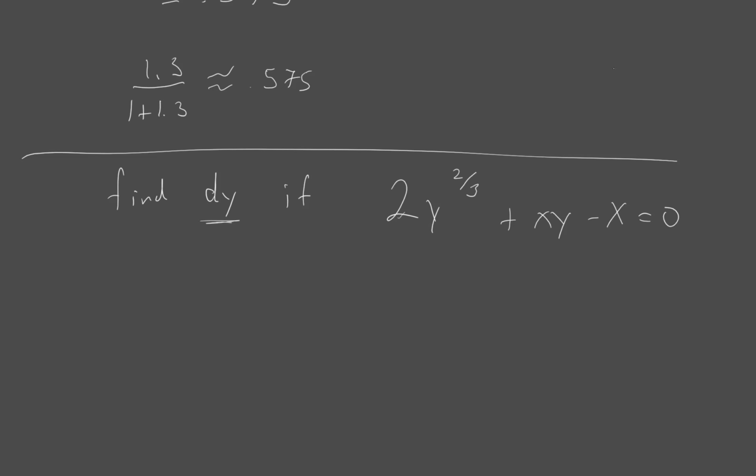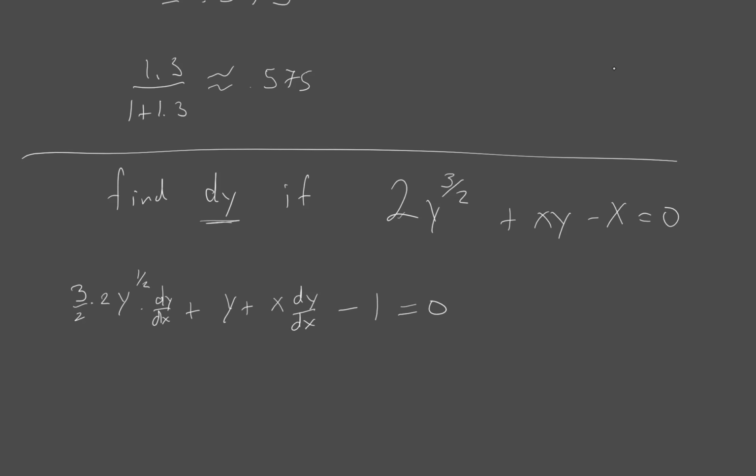Let's actually do the book problem that says 3/2, not 2/3. Okay. So differentiating on the left, I've got 3 halves times 2 y to the 1/2 dy/dx by the chain rule, plus I've got a product rule here, so I've got y plus x dy/dx, and then I've got a minus 1, and that's equal to 0.